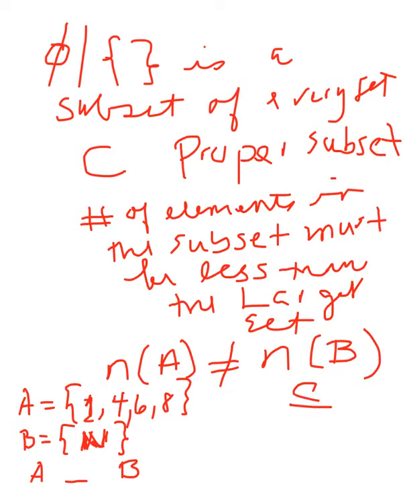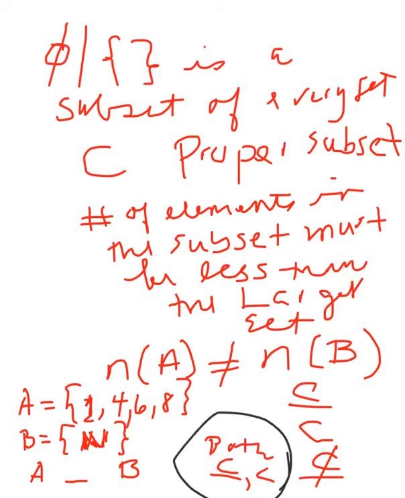Subset, proper subset, not a subset, or could it be both? Subset and proper subset, okay? So in this case here, guys, because all the elements in A are contained in set B, not only is set A a subset of set B, but set A is also a proper subset of set B. Now, why? Number one reason, the number of elements in set A are less than the number of elements in set B. So there you go.